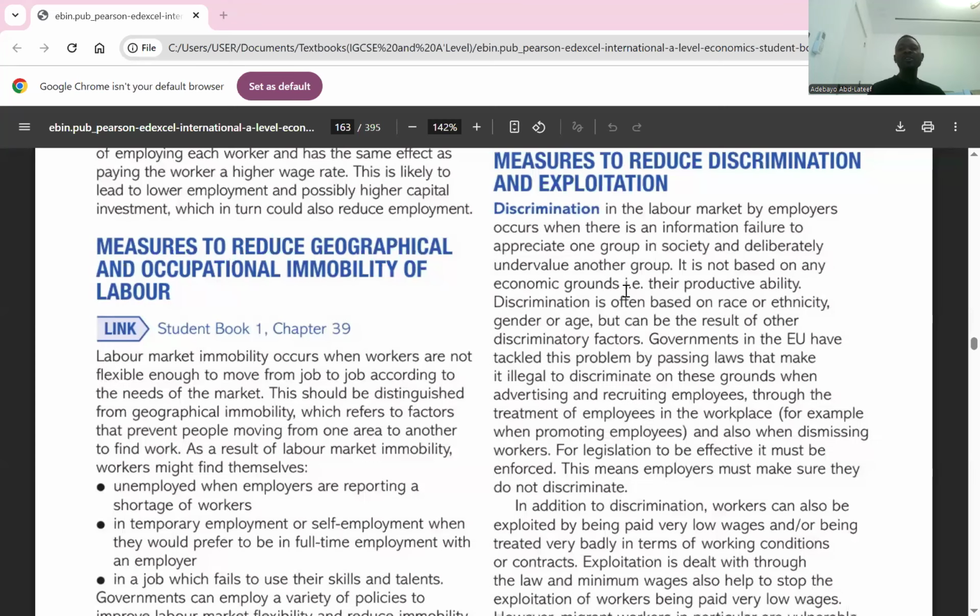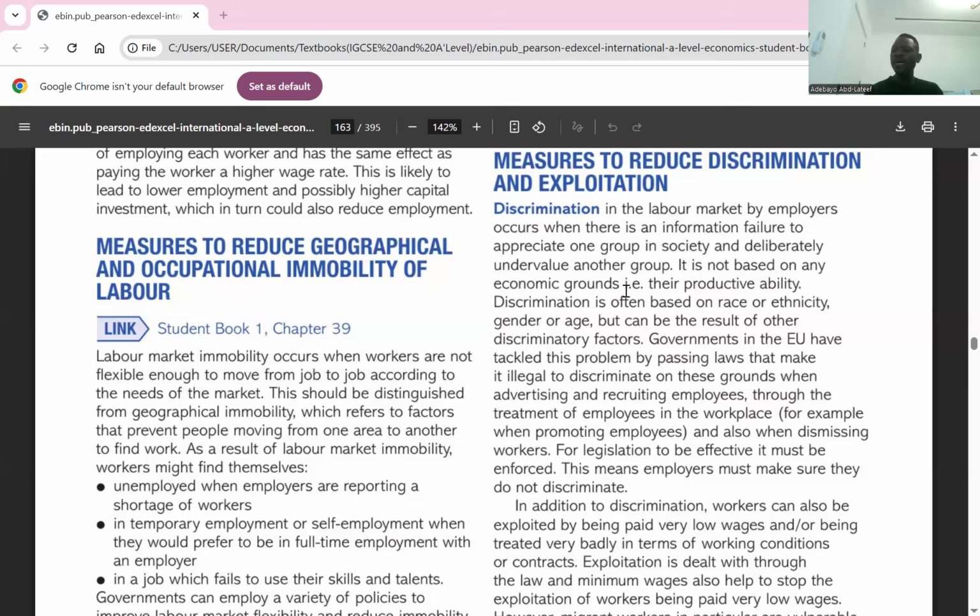So go to measures. That's the last note anyway. Measures to reduce discrimination and exploitation. Discrimination in the labor market occurs when there's information failure that encourages the employers to appreciate certain groups and to deliberately undervalue other groups of people within the same office environment or workplace. That's what discrimination is about. That means you appreciate some groups of people based on information failure, and you undervalue the rest. That is discrimination.